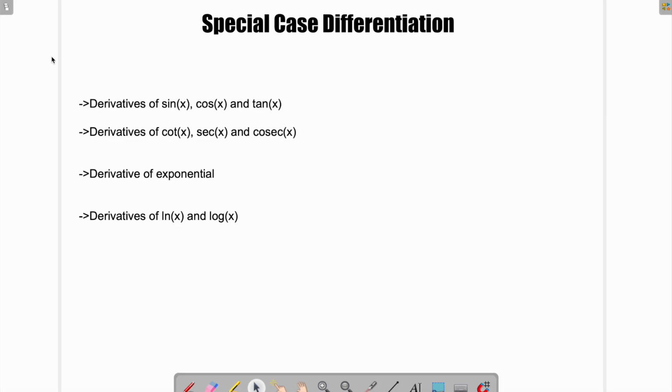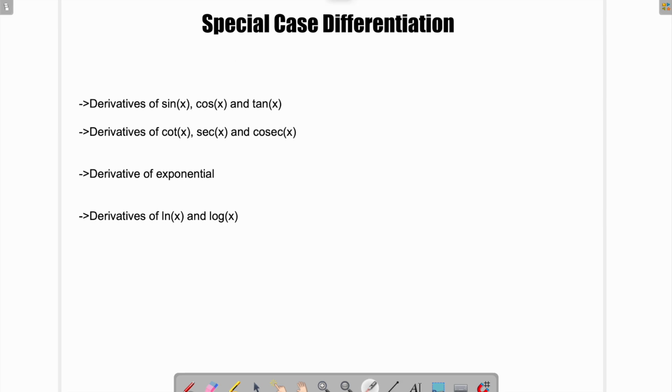Today we'll be talking about special case differentiation. So if you watched the previous episode on the product, quotient, and chain rule, I talked about there were special cases when we differentiate sine, cos, tan, this thing called sec, cosec, exponentials, the natural log, and the log of x. There are some general rules which we use to differentiate these things, and today we'll be going into it.